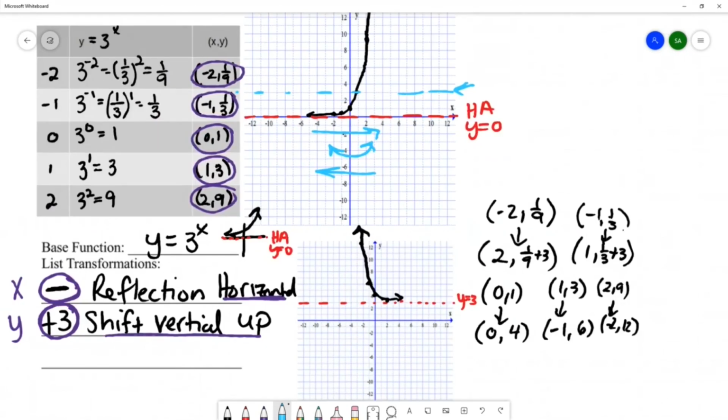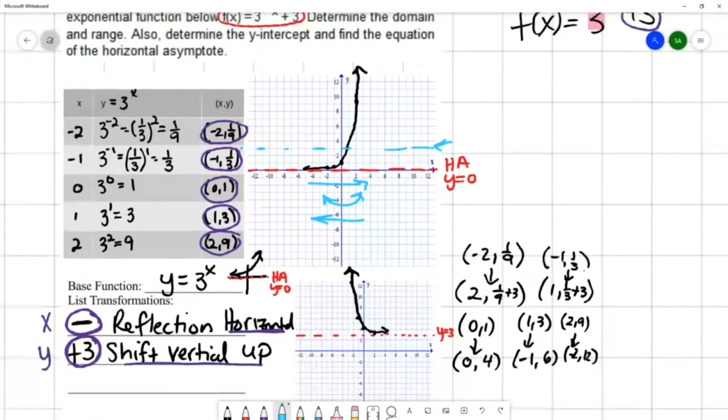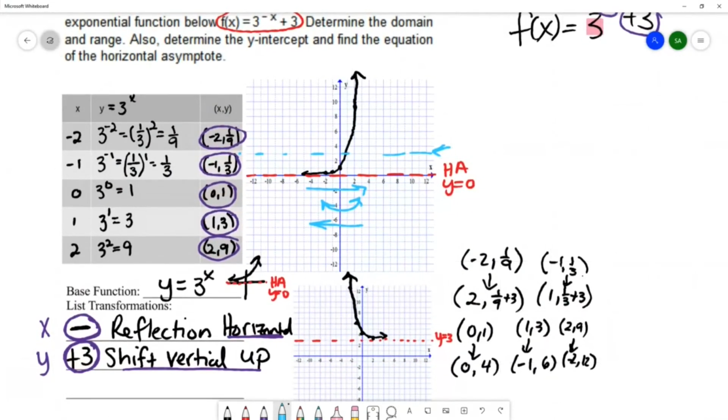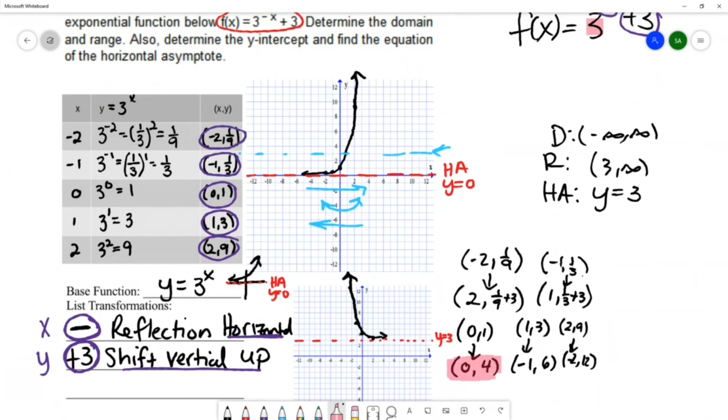Let me zoom out to the directions. And in the directions, we want to find the domain and range. The domain of every exponential is all real numbers. The range, because we've shifted up 3, becomes 3 to infinity. We've already noticed that the horizontal asymptote is y equals 3 because it was shifted up 3. And you can do the calculation for the y-intercept, but it is 0, 4.